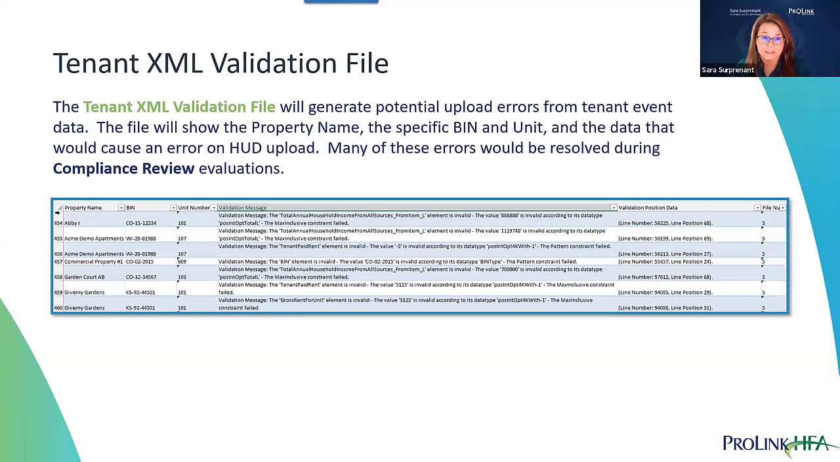But if you see this in your tenant XML validation file, this will give you a chance to go back to the property and the unit and review the data, and then possibly reconcile that with the owner agent to make sure that nobody accidentally put in the wrong number. Because we get excited, we type, we add some numbers, this happens. This will allow you to review those and get those corrected before you actually upload your tenant files.